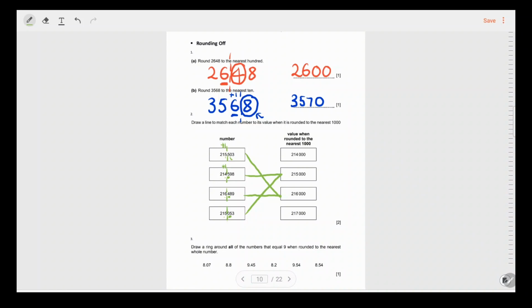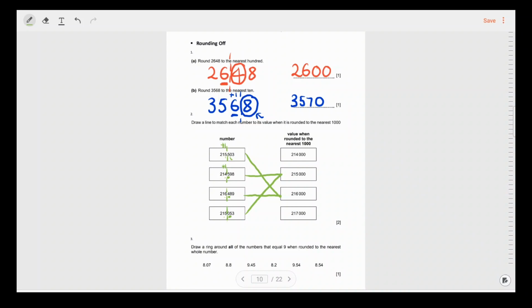So here you can see that just because there's 4 numbers on each side doesn't mean that each of it needs to link to another one, right? So this could be sort of a trick question. Don't get fooled by it. Just look at your numbers and round it off properly and then match to the answer.